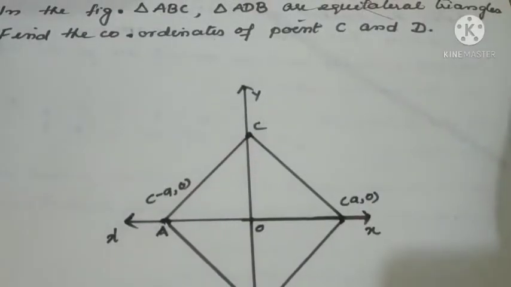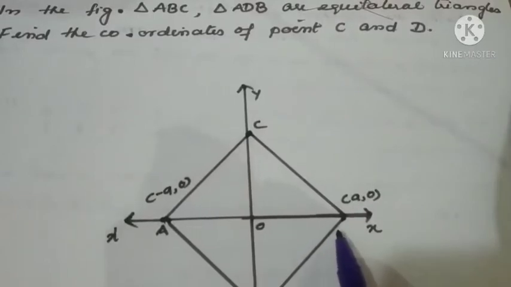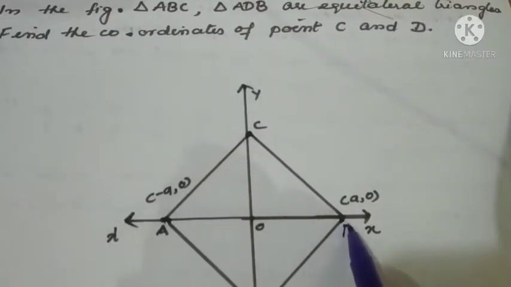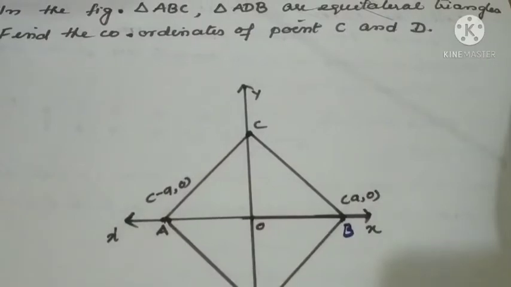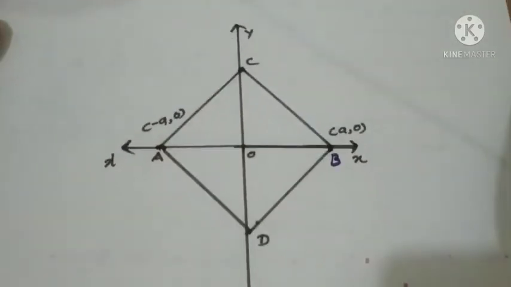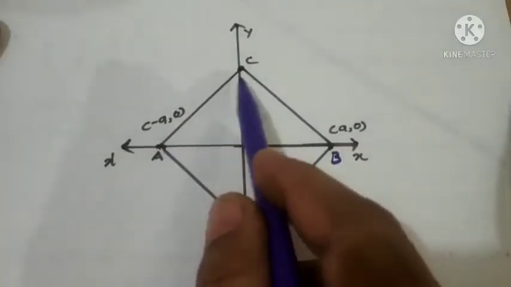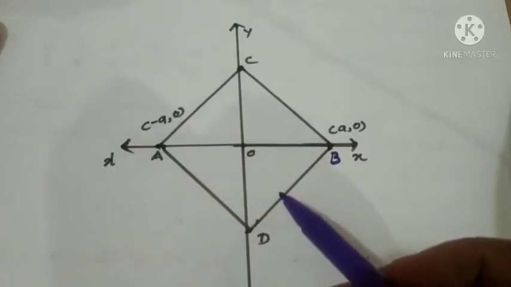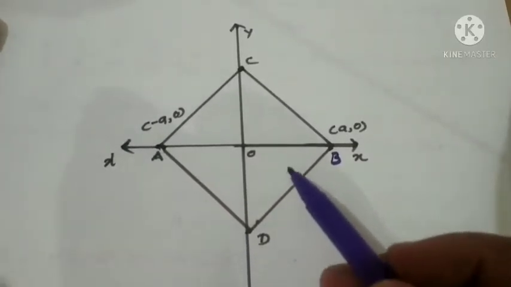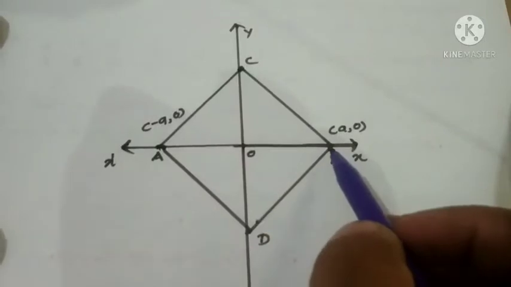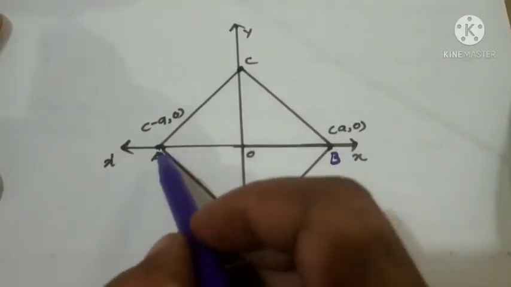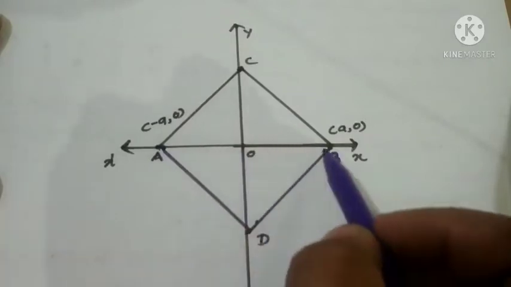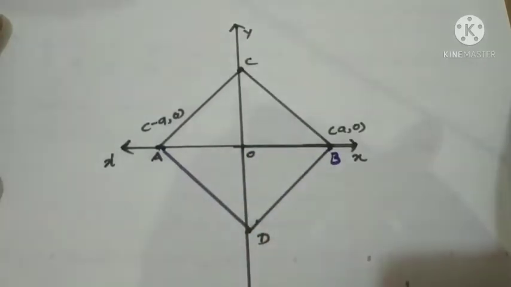In the figure, triangle ABC and triangle ADB are equilateral triangles. Find the coordinates of the points C and D. See the diagram. ADB and ACB are equilateral triangles. So what is the distance here? OB equals a and OA equals a. That means the total distance AB is a plus a, equal to 2a.